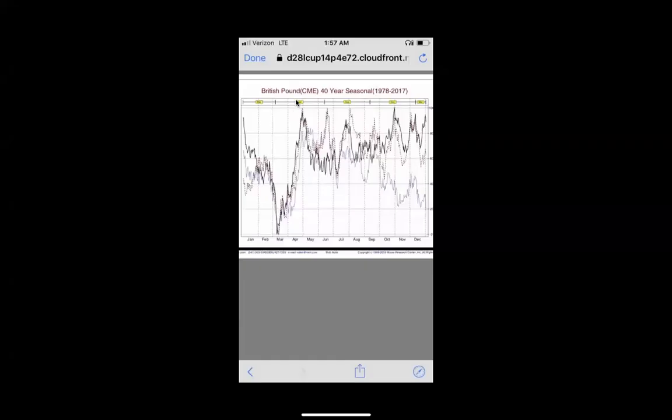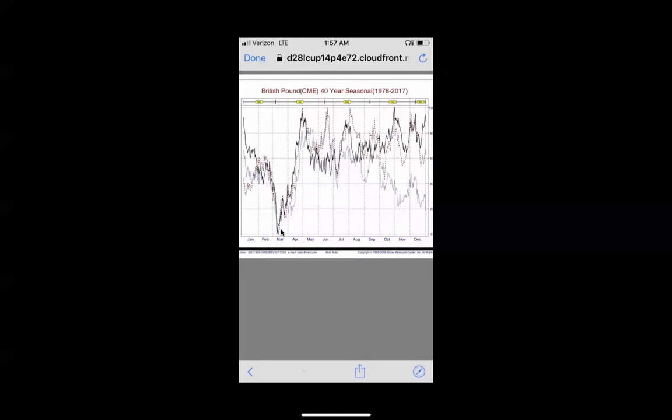Okay. So this is the British pound 40-year seasonal chart. What you want to pay attention to is this black line. I will also post these in the channel for y'all to have. Y'all can also Google it. But what you want to pay attention to is just the black line, okay? When it's just doing this back and forth, like in the end of May and the beginning of June, you don't really want to care about the seasonals, okay?